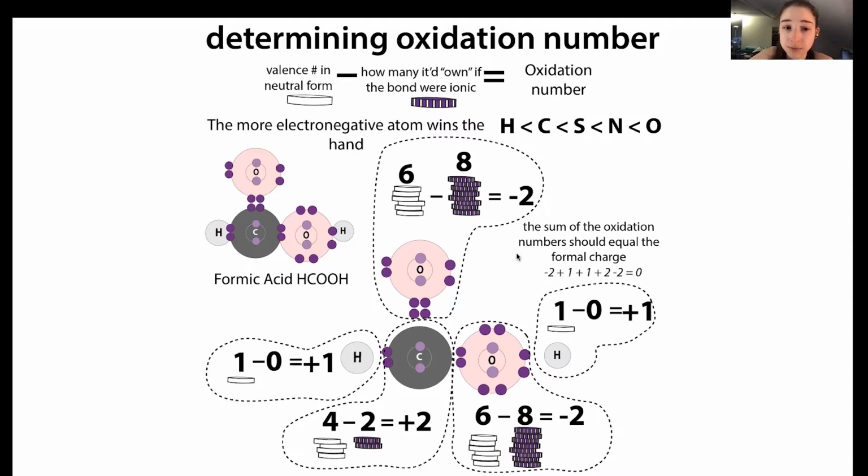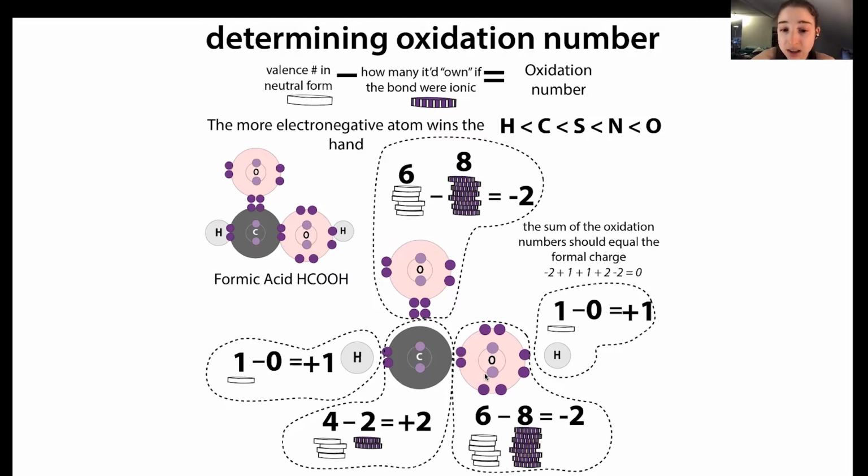If we look at formic acid, let's look at this oxygen. This oxygen is double bonded to this carbon, so there's 4 electrons shared between them. But oxygen is more electronegative than carbon, so if these were to split up, the oxygen is going to keep those electrons. It would own 8 if they were to split. They're not actually splitting, but if they were, it would own 8, and it has 6 to begin with. 6 minus 8 equals -2. So this oxygen has an oxidation state of -2.